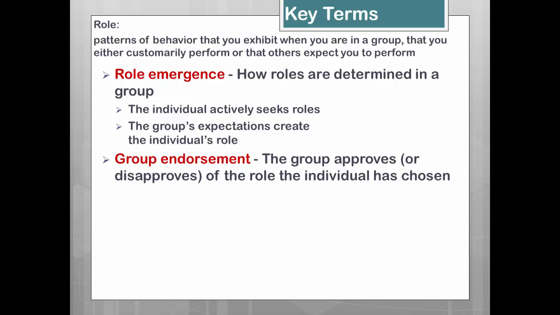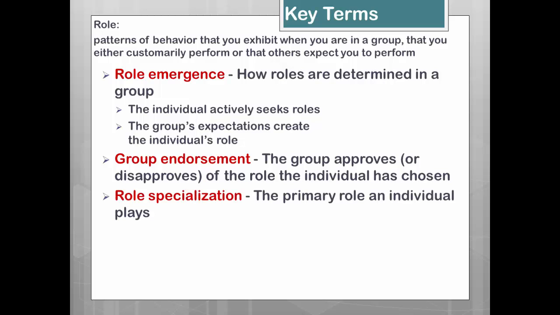On the other hand, if I make a bid for a tension reliever role and the group thinks that either the situation doesn't call for a tension reliever or that my bid is really weak, I don't do a good job at relieving the tension, then the group won't endorse my bid. This endorsement process proceeds by trial and error. Remember that role-playing is a fluid process, and you may play multiple roles in a group. That leads us to role specialization, also called role profile.